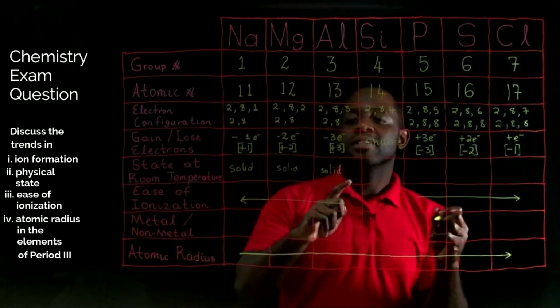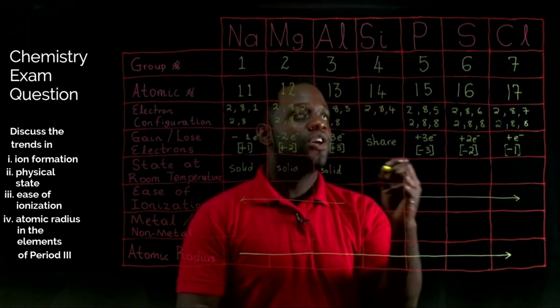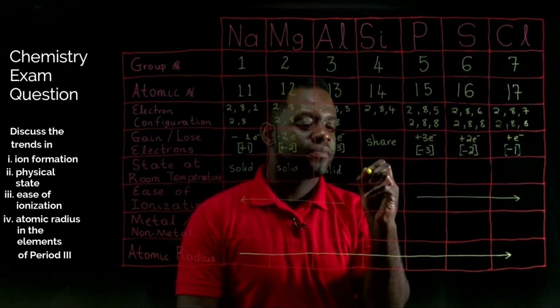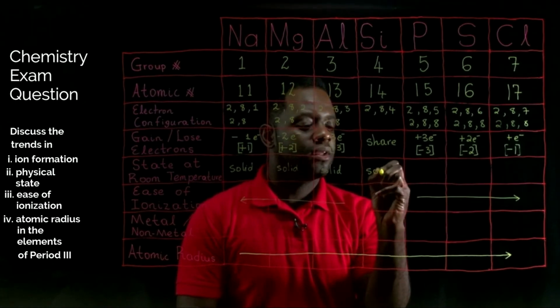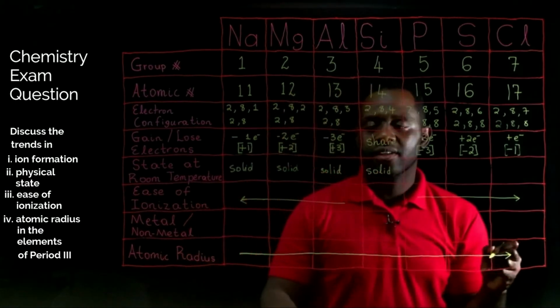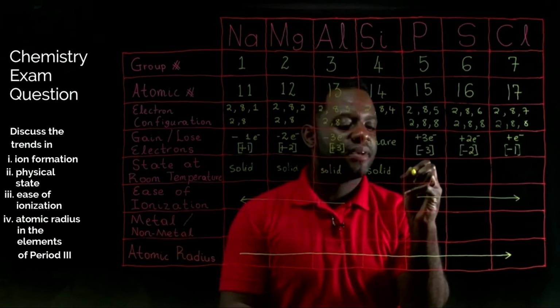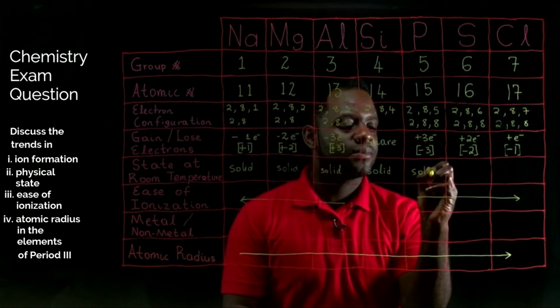Now we would expect that since silicon, phosphorus, and sulfur are non-metals, that they would be other than solid at room temperature, but that's not the case. At room temperature, these elements are in the solid state.